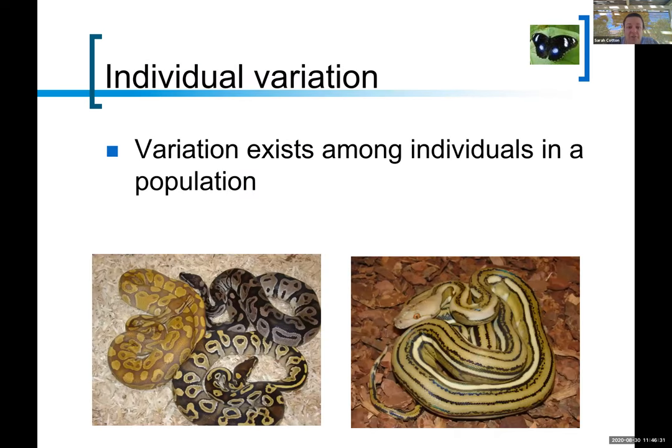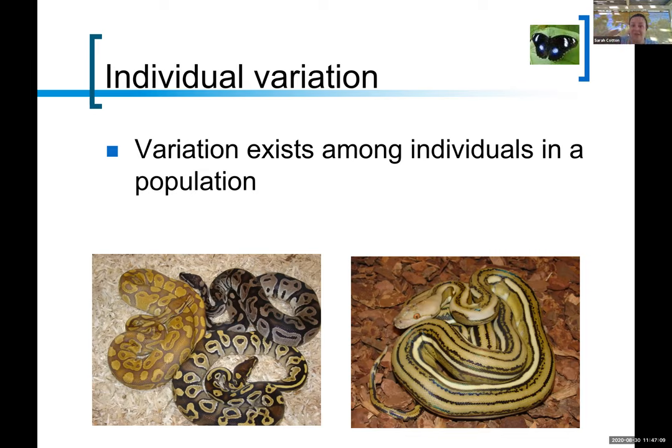All right. Another observation is that there is variation among individuals. So variation exists among individuals in a population. This happens to be an example with ball pythons. Ball pythons are a great pet snake because they're chill. They're not huge. They're pretty easy to take care of. They are picky eaters though, which is kind of a pain, but they're pretty chill. And they're called ball pythons because they tend to curl up in a ball.